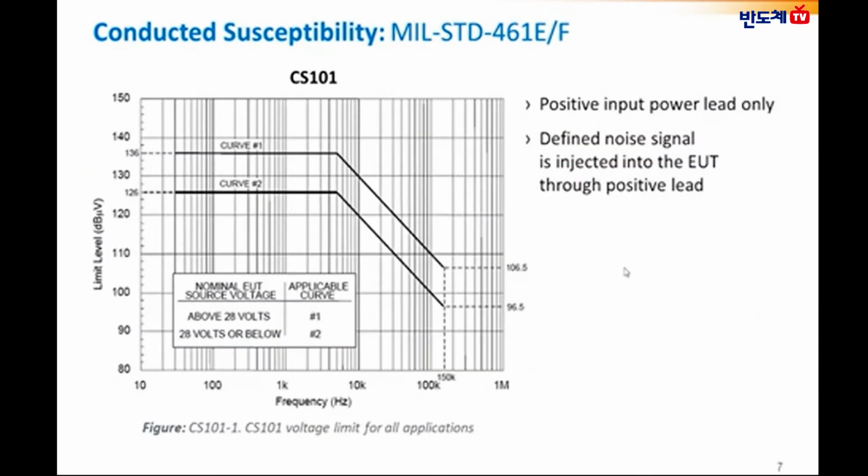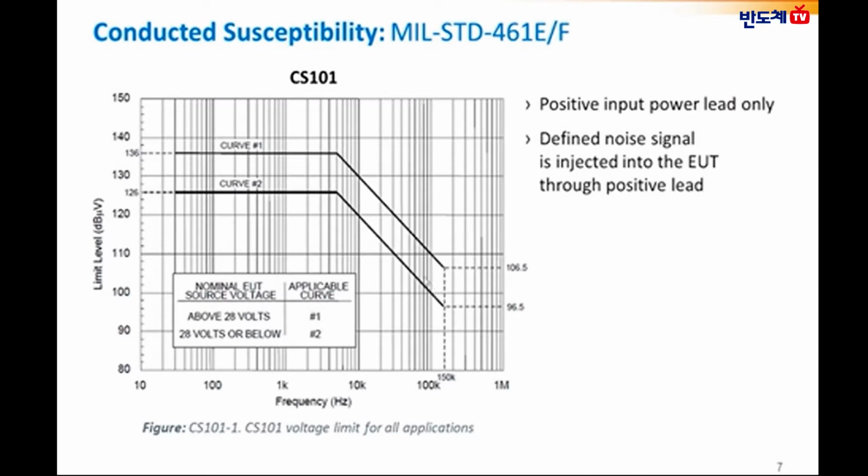and the emissions are plotted over a frequency range of 10 kilohertz to 10 megahertz, and the emissions are plotted over frequency versus limit level dB microvolts scale, and the emissions are recorded on both input power leads as a measure of voltage across 50 ohm terminations of the line impedance stabilization network.